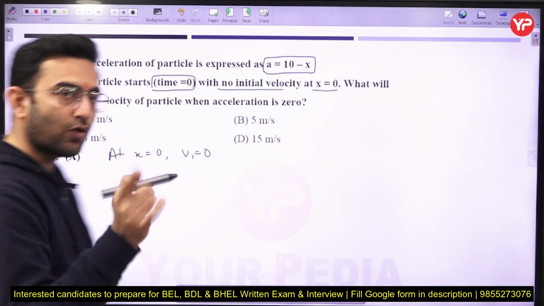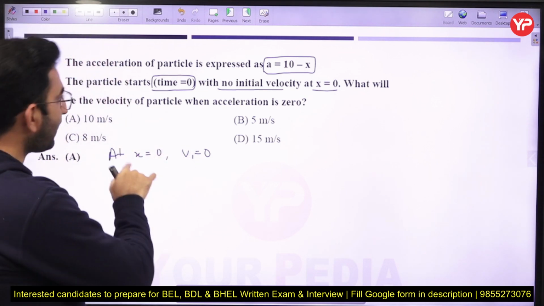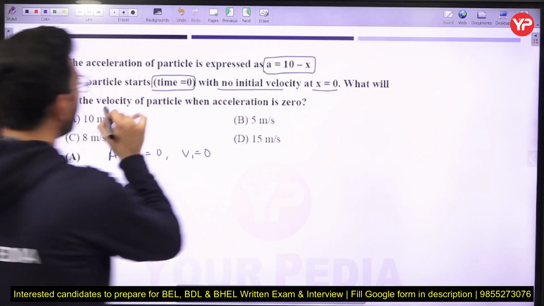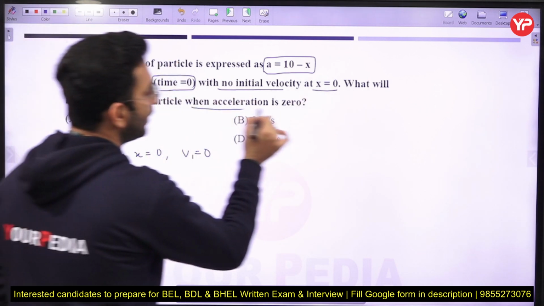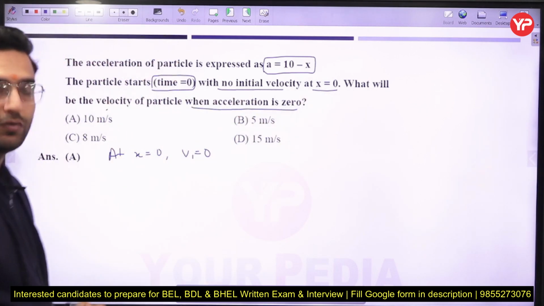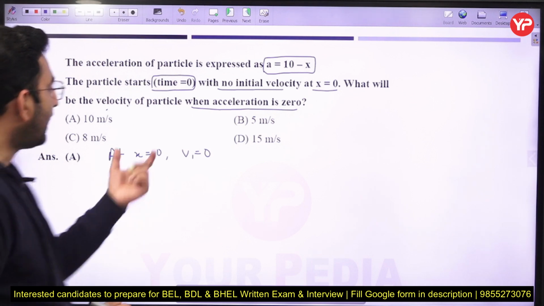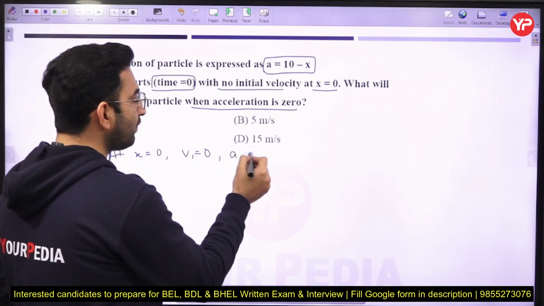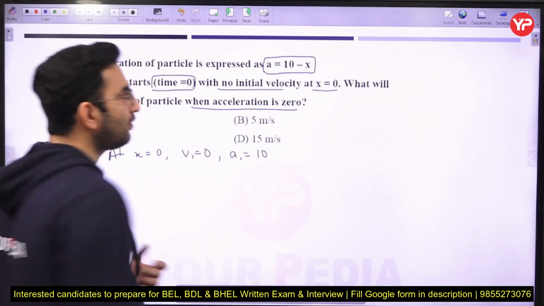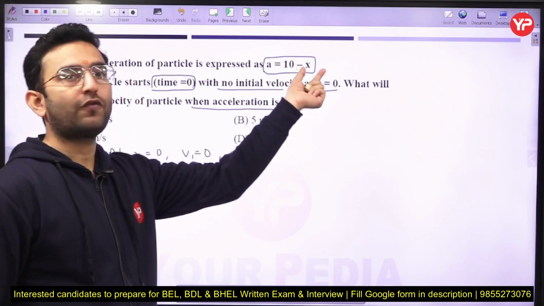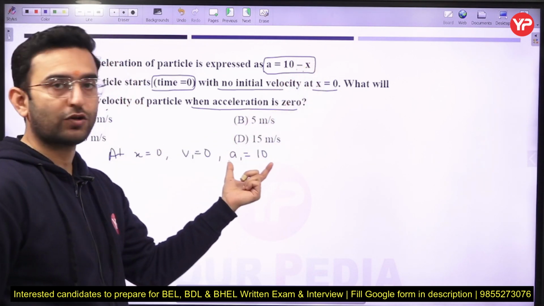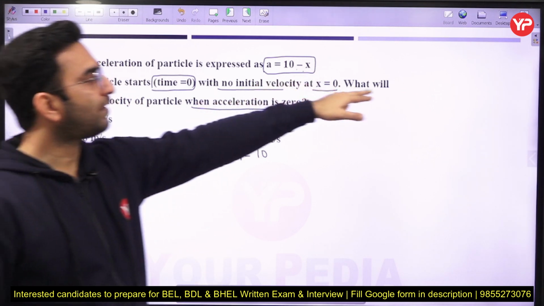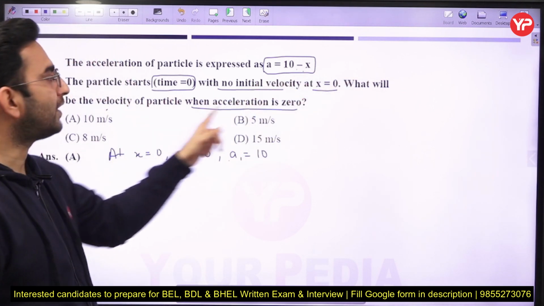Okay, along with that, at x equal to 0, v is going to be 0, that is okay. What will be the velocity of the particle when the acceleration is 0? At x equal to 0 we have the initial acceleration as 10. Just put the value of x as 0 here, you will find the acceleration. So now what do you want to find out? You want to find the velocity of the particle when the acceleration is 0.